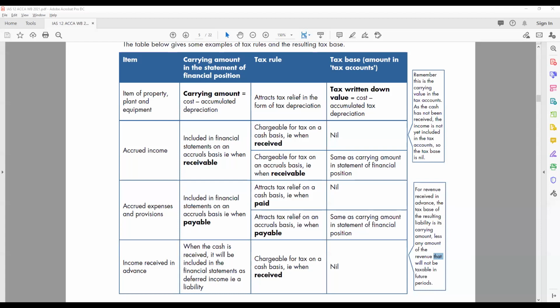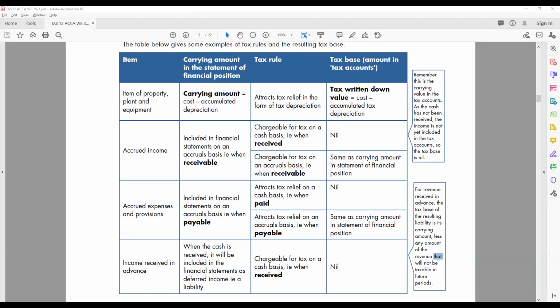Interest receivable is accrued income, income receivable, right? So interest is income for this period that is not yet received. Accrued income, interest receivable, has a carrying amount of 1000, rupees 1000 or US dollar 1000. The related interest revenue will be taxed on cash basis.